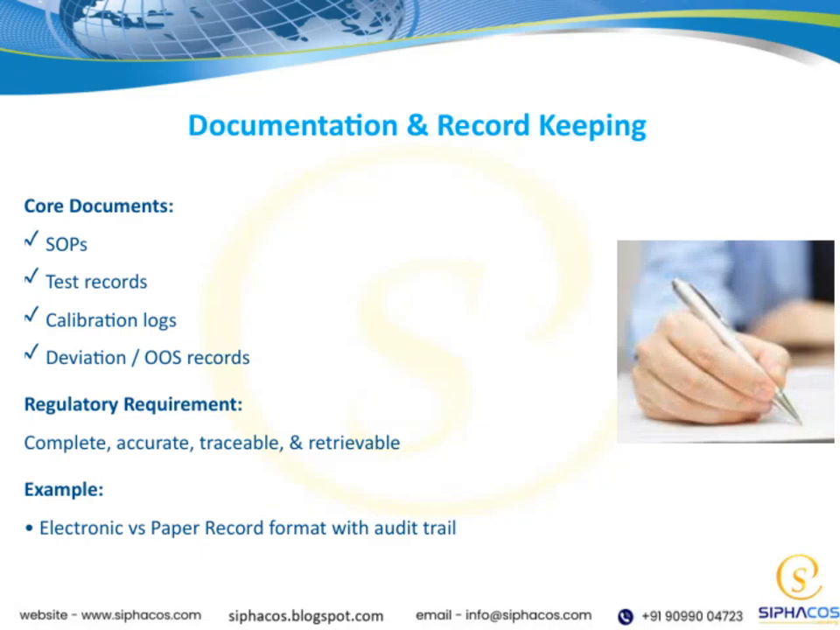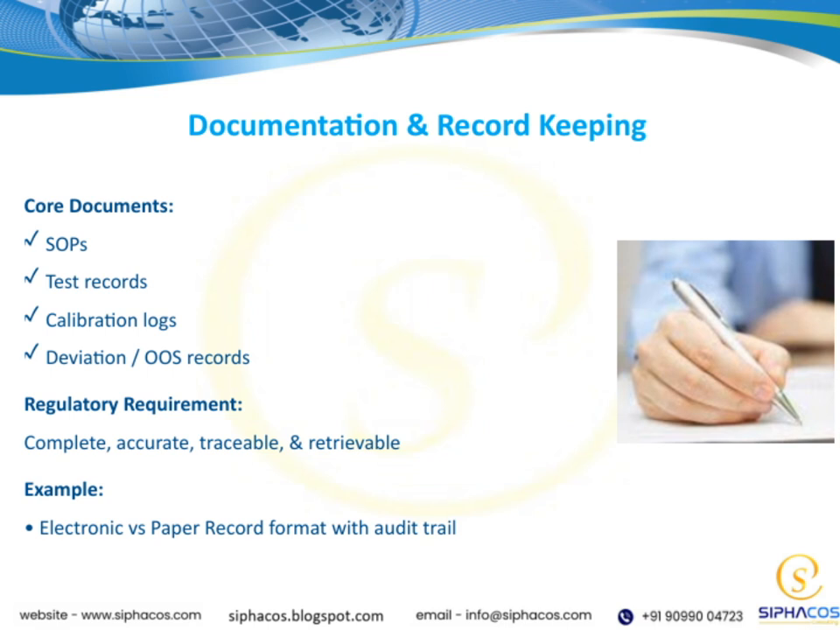Let's talk about documentation and record keeping. This is a critical area in ensuring quality and compliance. Core documents include SOPs, which are our standard operating procedures, test records that document the results of our testing, calibration logs to keep track of equipment accuracy, and deviation or OOS records that capture any out-of-specification events. It's essential that these documents meet regulatory requirements, meaning they must be complete, accurate, traceable, and easily retrievable. This helps us maintain transparency and accountability throughout our processes.